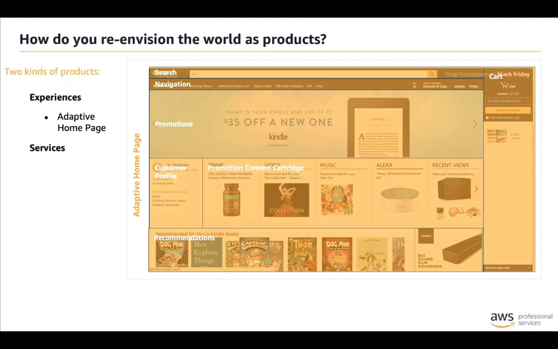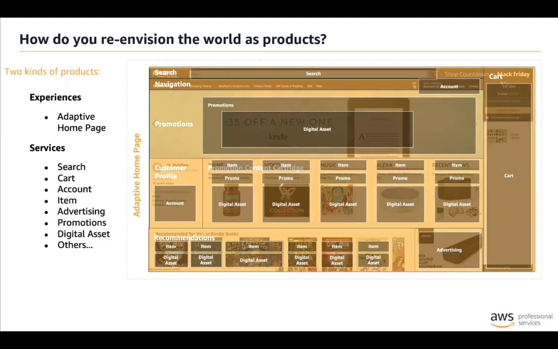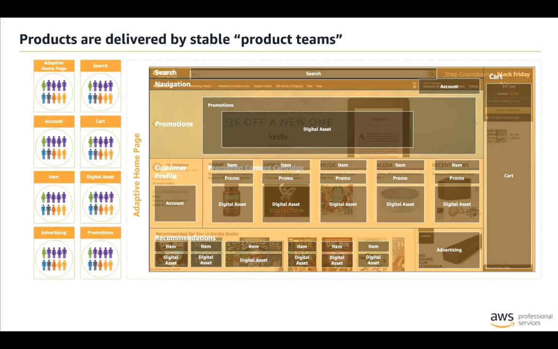The adaptive homepage, in turn, pulls content and data from several other products that we could classify as services. Again, examples of this would be search, shopping cart, account management, item management, advertising, promotions, digital assets, and others. And if we looked even deeper under the covers, we would see that each of these products are also talking to multiple additional products and services on the back end. Each one of these products is owned, developed, and managed throughout its life cycle by a dedicated cross-functional product team.